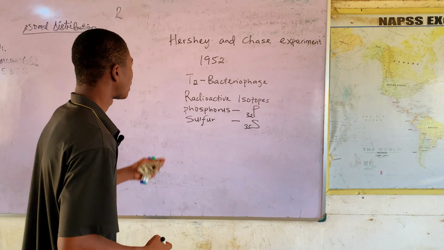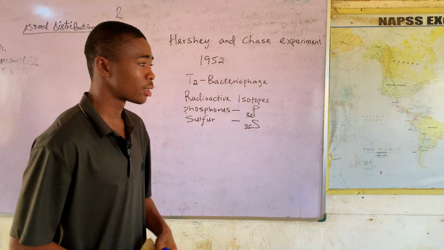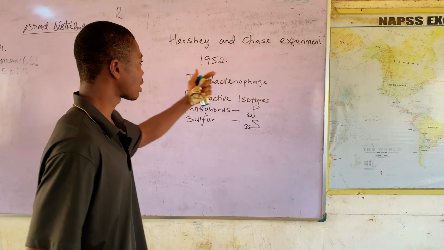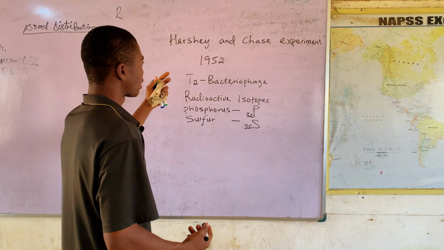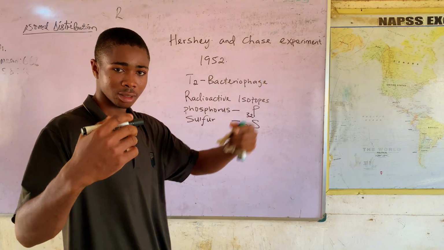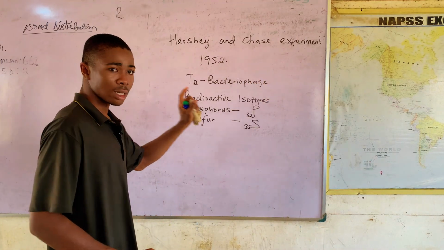Alright, so in this video, I'll be talking about the Hershey and Chase experiment. The Hershey and Chase experiment was carried out in 1952, where they tried to prove DNA as the substance for inheritance.